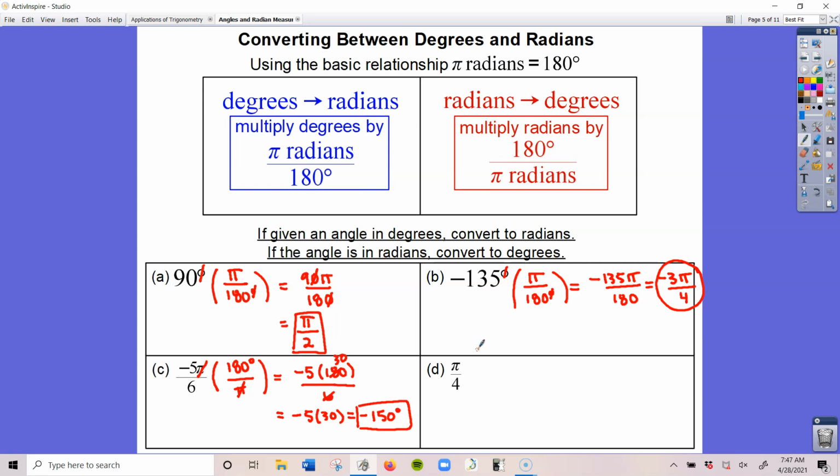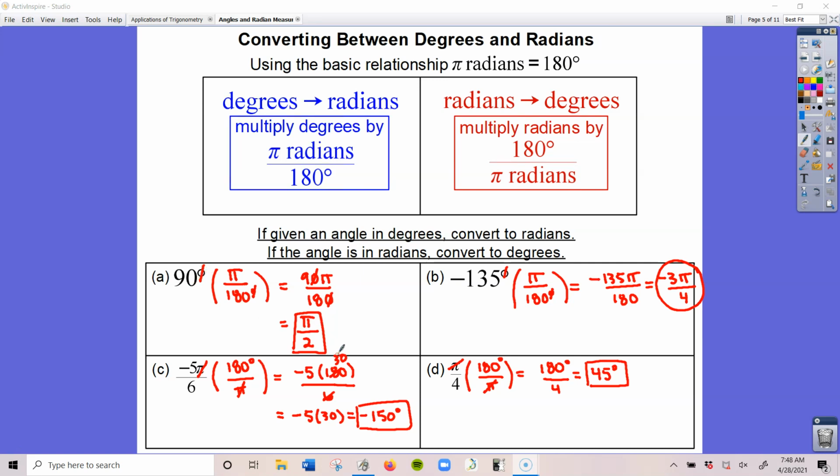Let's try that again. Here we have pi over 4. I'm going to convert this to degrees by multiplying by 180 over pi. My pi's will cancel, so I'm left with degrees. So this gives me 180 degrees divided by 4, and 180 divided by 4 is 45. So pi over 4 is equivalent to 45 degrees.